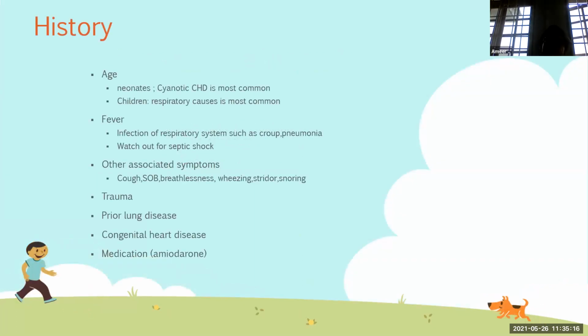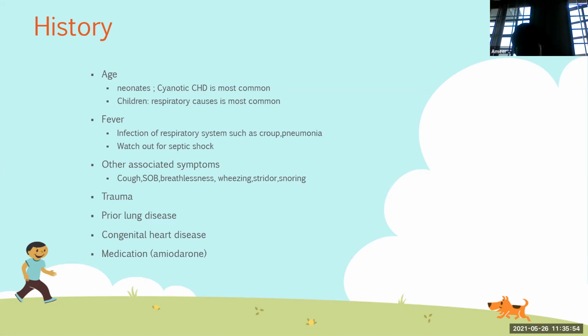So in order to properly manage a patient that presents with cyanosis, the first thing is we should ask proper history and physical examination. The most important component in the history, the first one is age, because based on age, we can narrow our differential diagnosis. Like I said just now, in neonates, the most common condition is cyanotic congenital heart disease. And in children, the most common cause of cyanosis is respiratory problem.